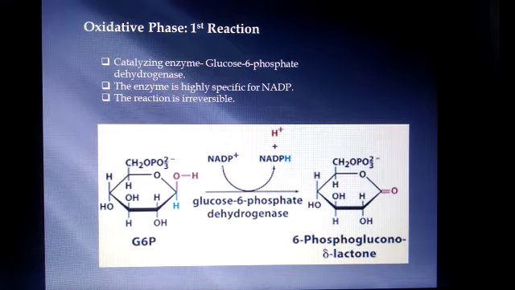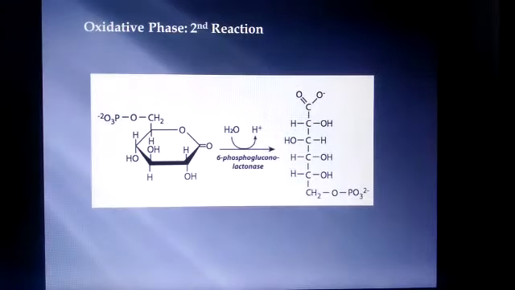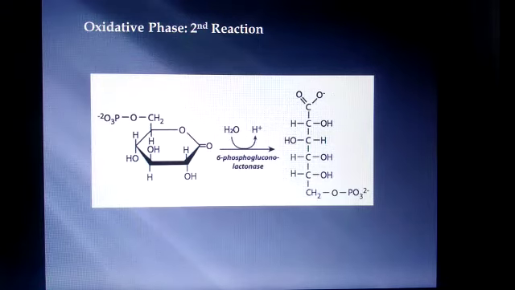That is nicotinamide adenine dinucleotide phosphate. The product of this reaction is 6-phosphoglucono-delta-lactone and NADPH, and the reaction is irreversible, that is, it occurs only in the forward direction. The next step is the hydrolysis of 6-phosphoglucono-delta-lactone by a specific lactonase enzyme to give 6-phosphogluconate.